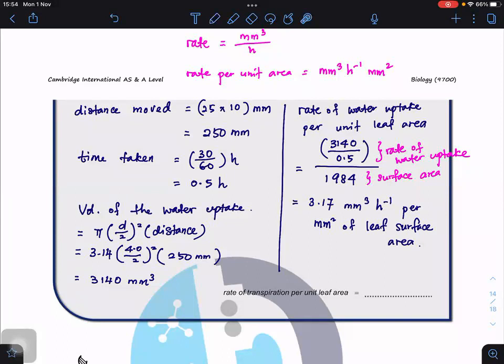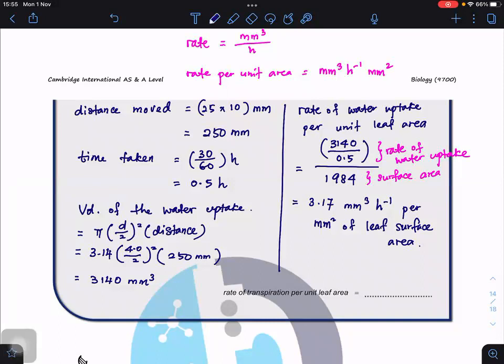What's the meaning? It means that for every mm square of the leaf surface area, the plant is going to lose 3.17 millimeter cube of water per hour. Are you clear? So the answer here is 3.17 millimeter cube per hour per mm square of the leaf surface area, not mm per hour. If mm per hour, then it won't show us the volume. So you cannot use a mathematical way when you give the unit.